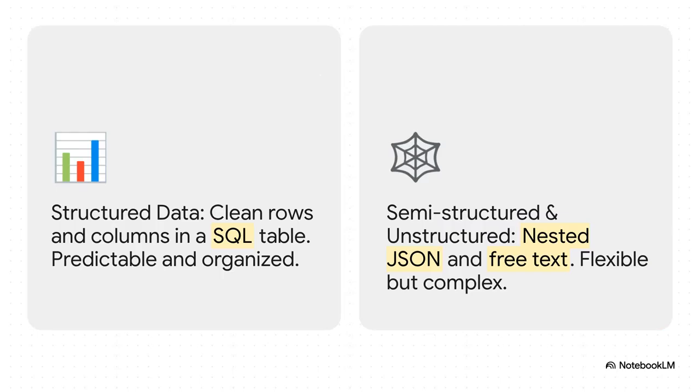Okay, here's a look at what we're up against. On the one hand, you've got your structured data, clean rows and columns, totally predictable. And on the other, you have the messy stuff, semi-structured JSON coming from app logs, and totally unstructured free text from customer reviews. Sure, they're more flexible, but they are a lot more complex to figure out. And yet, all three of them hold clues to the exact same problem.